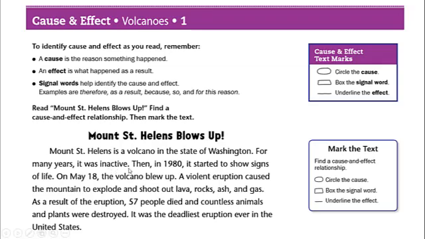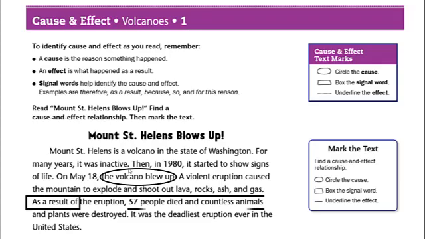So where is our cause? Well, our cause is the volcano blew up. And where is that signal word? The signal word was as a result of. So because this volcano blew up, where are the effects? It exploded out lava, rocks, and ash and gas. And because of all that, 57 people died and countless animals and plants were destroyed.